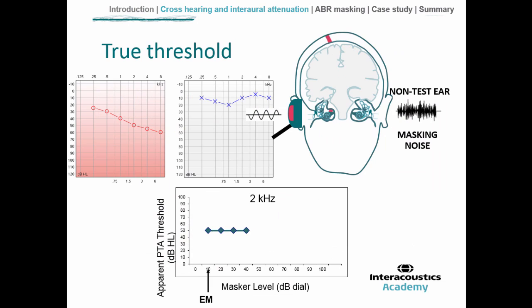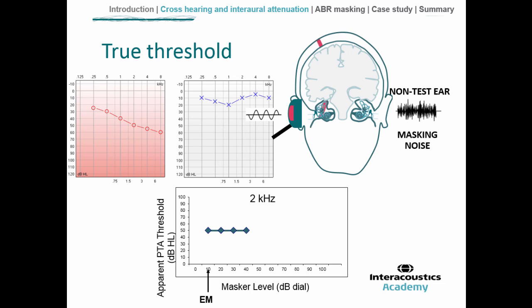Now I'm just going to go through an example. We're still on pure tone audiometry. I appreciate this is a long-winded introduction, but I think it is important to show exactly what happens with using these interaural attenuation values in practice.